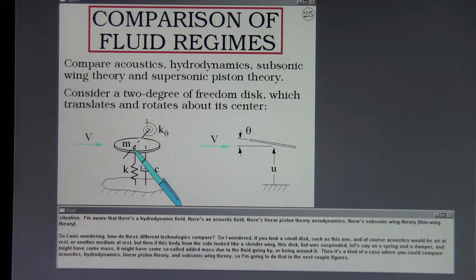But then if this body from the side looked like a slender wing, this disc, but was suspended, let's say, on a spring and a damper, and might have some mass, it might have some so-called added mass due to the fluid going by or being around it, then it's a kind of case that you could compare acoustics, hydrodynamics, linear piston theory, and subsonic wing theory. So I'm going to do that in the next couple of figures.